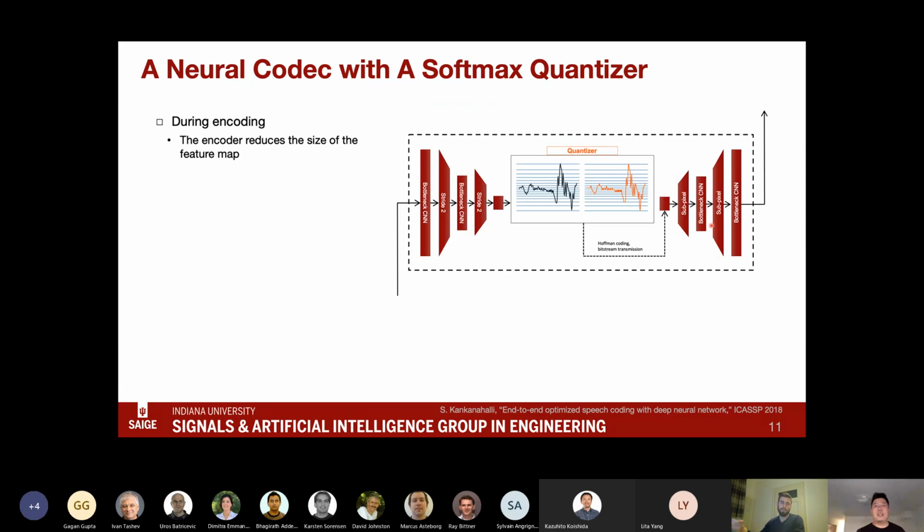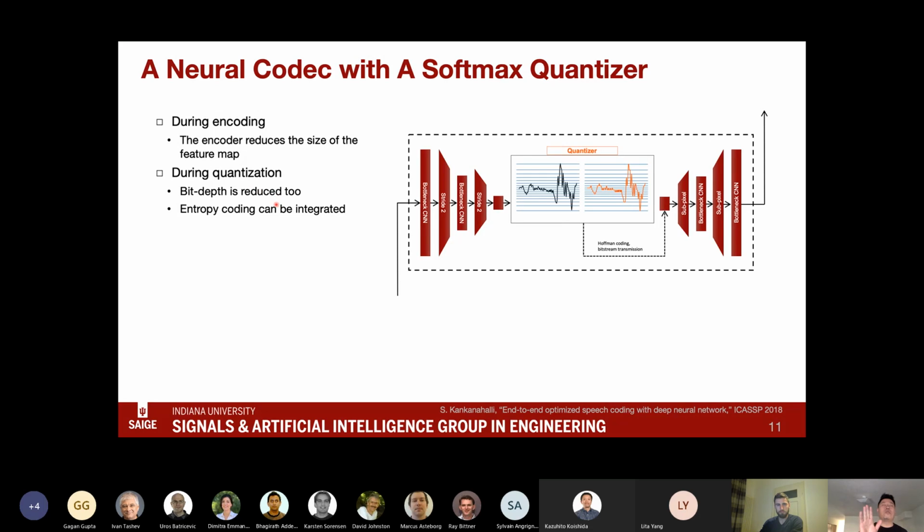If I place this quantizer into that autoencoder, this can be a neural codec. During encoding, the size of the feature map is reduced. During quantization, we could also reduce the bit depth. So both items that are related to the bit rate can be reduced. That's how we reduce the bit rate. I want to add one more thing. This quantizer can be coupled with entropy coding as well.